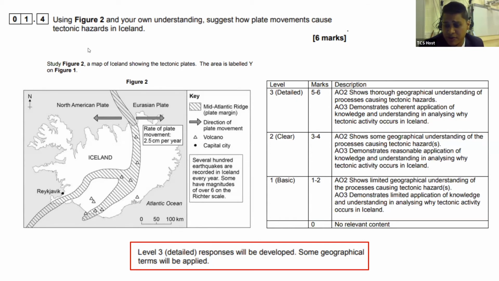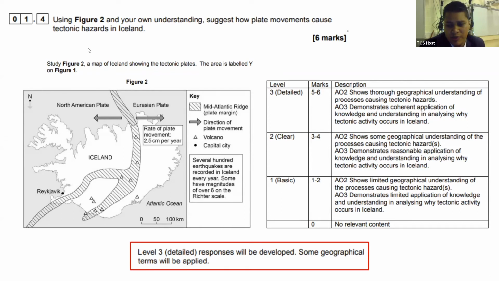Where are those 6 marks? How would you go about getting those 6 marks? What would you need? How would you need to structure it? These are certain things that our students won't be able to do, and it's up to us to give them that. Also, right at the bottom there, you can see in red, in order to attain the level 3 detailed responses, those geographical terms need to be applied.